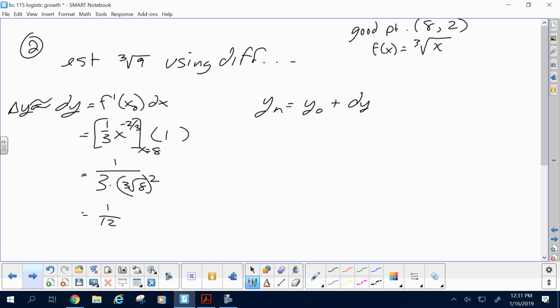Now, the new y, which is the question, the cube root of 9, is approximately equal to y0. What's the starting point? The cube root of 8, which is 2, and then we're saying it should change by about 1/12 and increase. And so I would expect it to be 2 and 1/12. That's, yeah, the change from the good one.